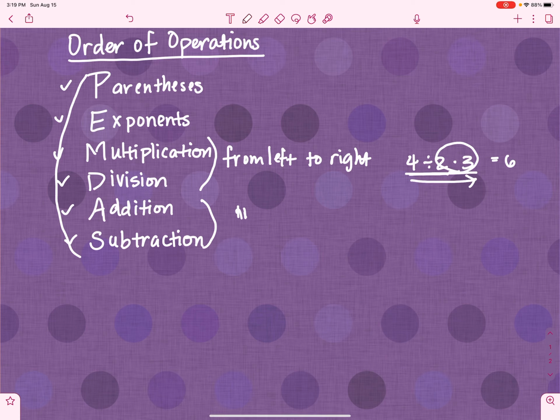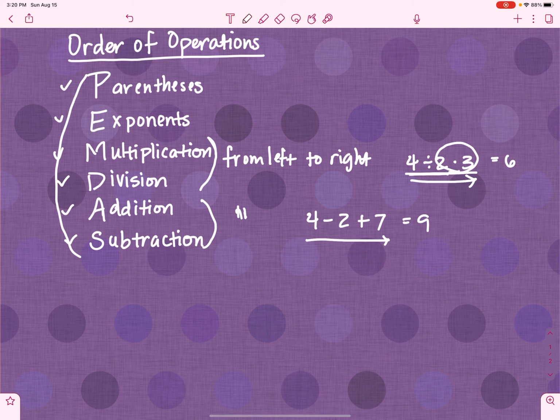Addition and subtraction works exactly the same way. Let's say I've got 4 minus 2 plus 7. Well, I don't add the 2 and the 7 first and then subtract from the 4, so don't mess it up. You're going to do this in order from left to right. With addition and subtraction, the order of those two things doesn't matter. You have to just do it from left to right. So 4 minus 2 is 2, 2 plus 7 is 9. That is how that works.